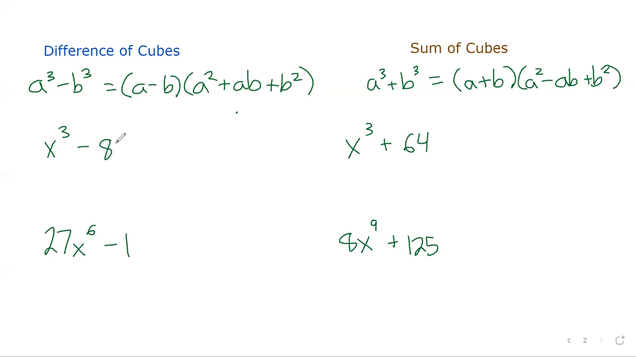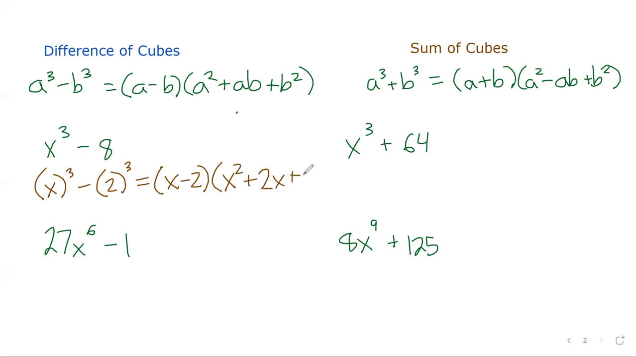So this first example, I could write as x cubed, again, that's exactly the same, minus 2 cubed. It fits this format. One thing cubed minus another thing cubed. And we can follow, again, this slightly more complicated pattern. So it's first thing minus second thing, first thing squared, the two things multiplied, and then second thing squared. And that would be the factored version of x cubed minus 8.